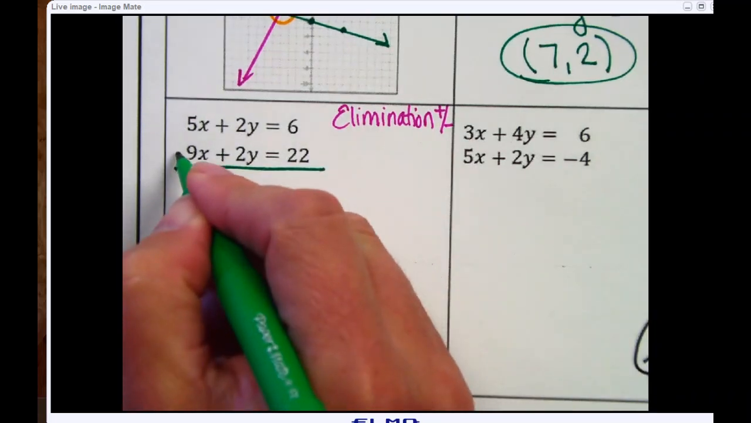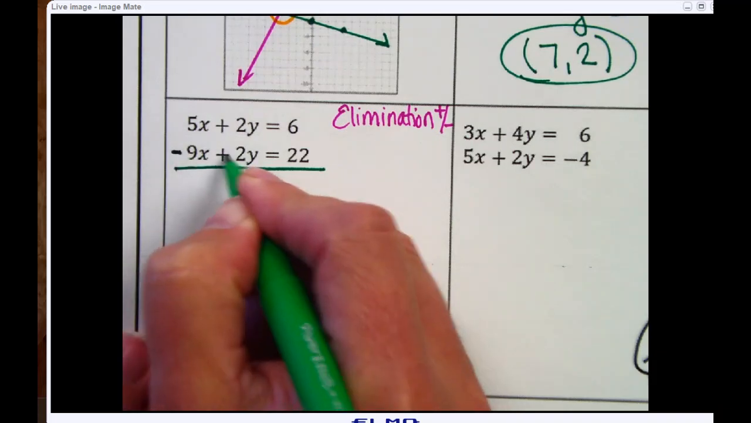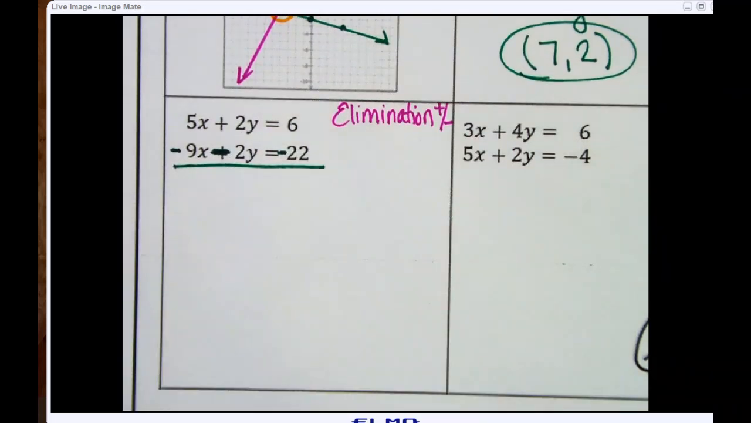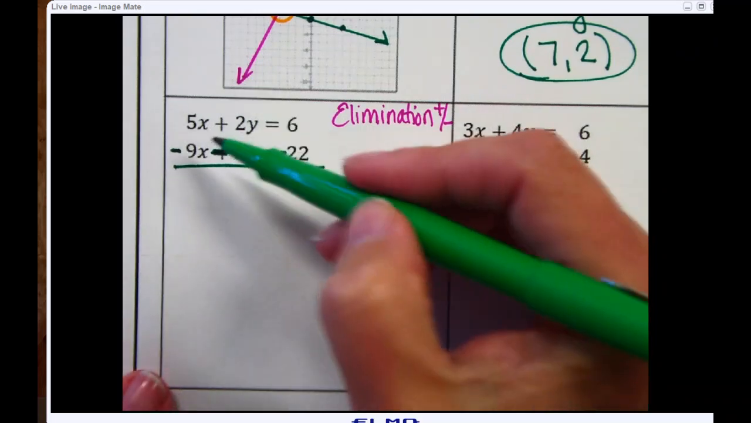So I need to change, if I want that to be a minus, I have to flip the signs on all of them. And what if they had been a minus? It would make it a positive, right? I'm just changing all of the signs. So now let's add vertically.